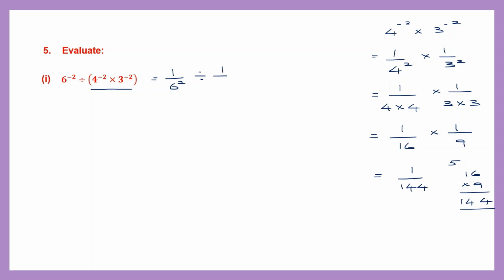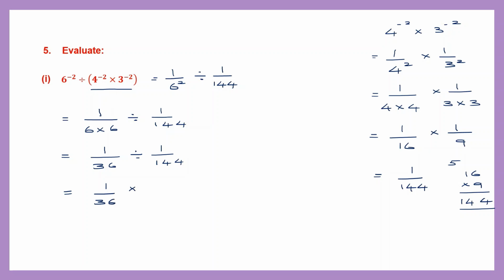So we can write that here, 1 by 144. So now this will be 1 by 6 to the power of 2, which means 6 into 6, divided by 1 by 144. So 1 by 6 into 6 is 36, again divided by 1 by 144. So now this is division of fractions. So we know how to do it. First step is 1 by 36 as it is. Division will change to multiplication. And 1 by 144, we have to write the reciprocal. So 144 by 1.